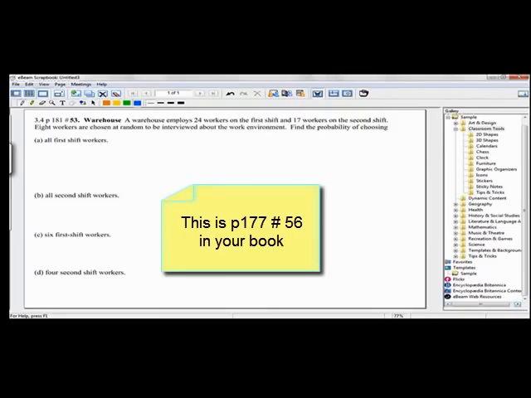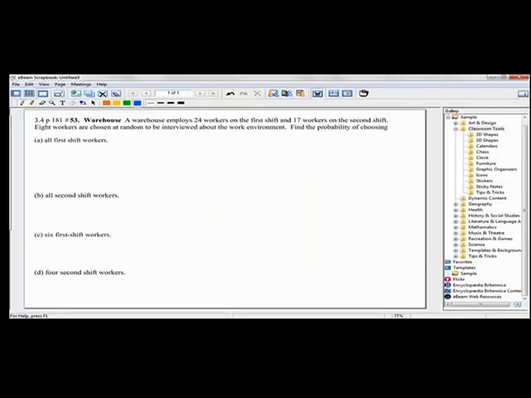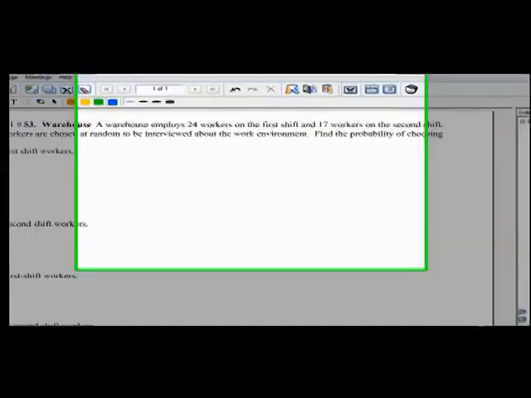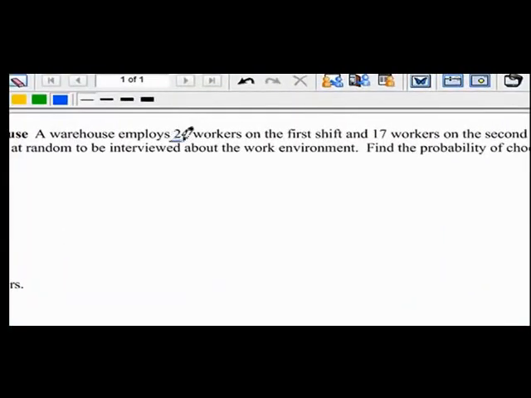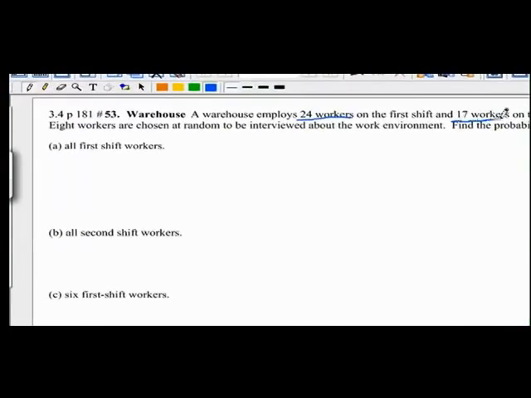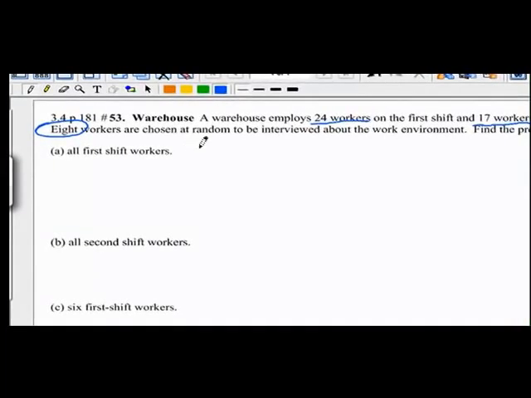Section 3.4, number 53. A warehouse employs 24 workers on the first shift and 17 workers on the second shift. 8 workers are chosen at random to be interviewed about the work environment. Find the probability of choosing, for part A, all first shift workers. We've got 24 workers on the first shift, 17 workers on the second shift, and we're choosing 8 altogether.